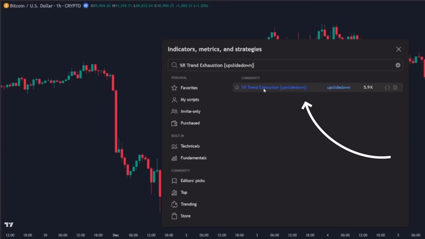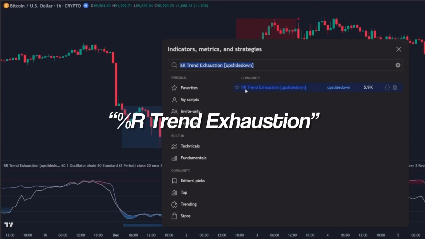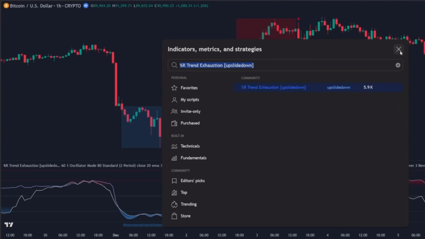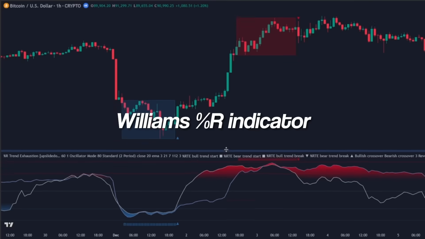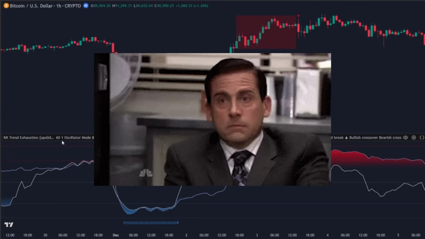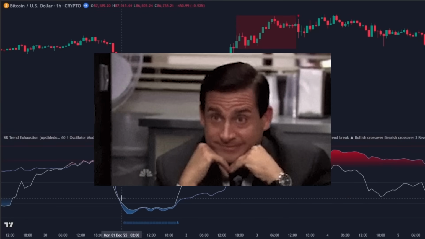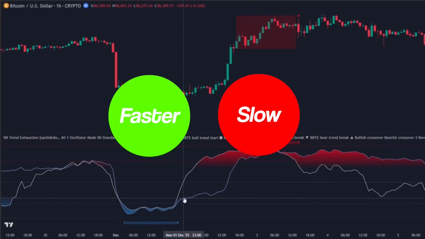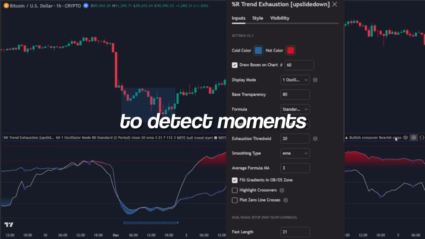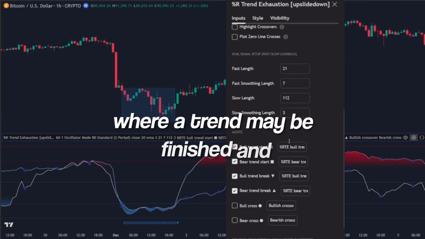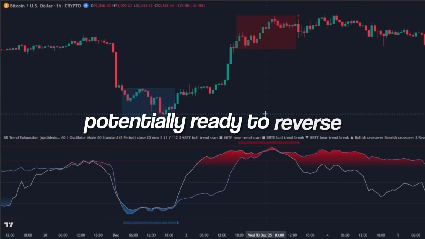So this is the indicator right here. It's called %R Trend Exhaustion and it's based on the Williams %R indicator. The main idea is actually quite interesting. It combines a faster and a slower %R calculation in order to detect moments where a trend may be finished and potentially ready to reverse.